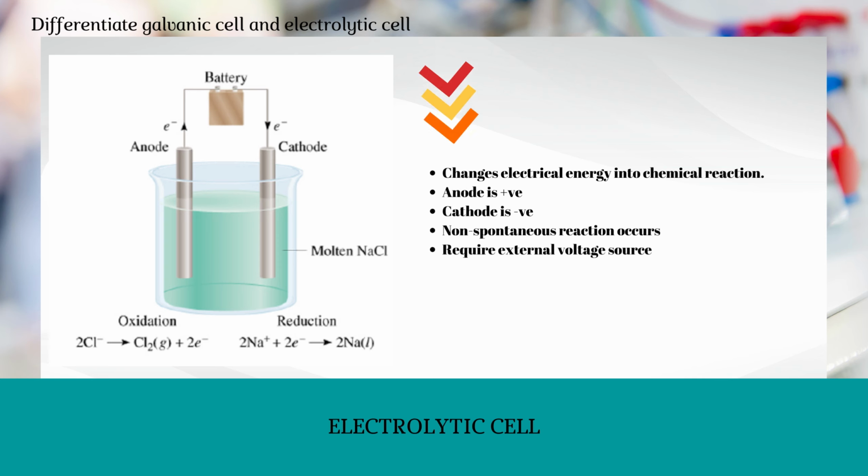So, a summary for the electrolytic cell. Electrolytic cell changes electrical energy into chemical energy. Anode is positive, cathode is the negative electrode. Non-spontaneous reaction occurs, so it requires an external voltage source.